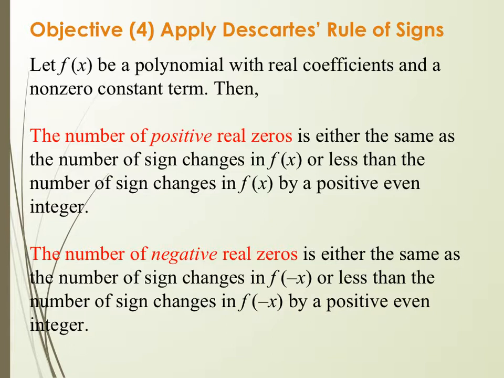The number of negative real zeros is either the same as the number of sign changes in f of minus x, or less than the number of sign changes in f of minus x by a positive even integer. Notice that we haven't talked about what if we don't have positive or negative real zeros, what if we have imaginary zeros. It's just the subtraction of the positive and negative real zeros that add up to the degree of the polynomial.